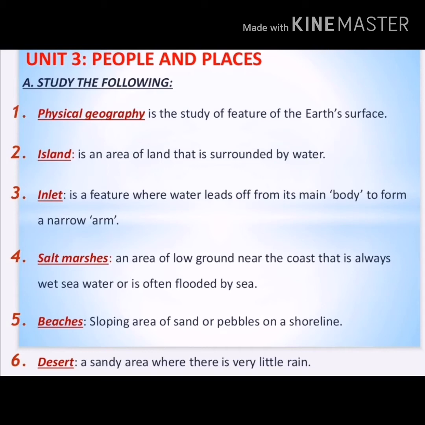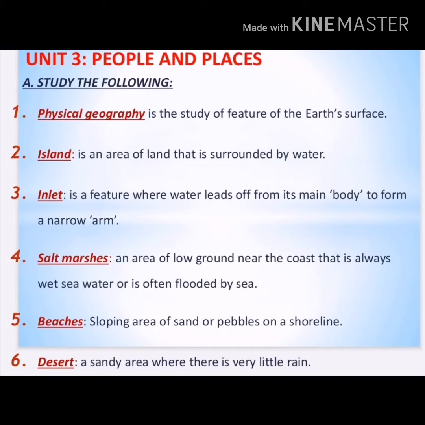I'll be taking you through the Social Studies revision sheet from Unit 3, People and Places. Let's get together, be ready with your revision sheet. Number 1, you are supposed to study the following words. Number 1, physical feature or physical geography.